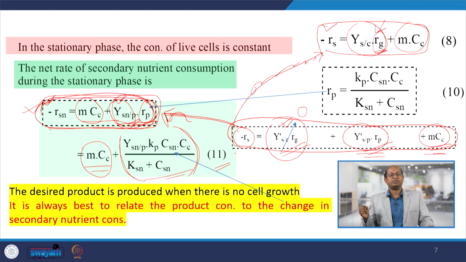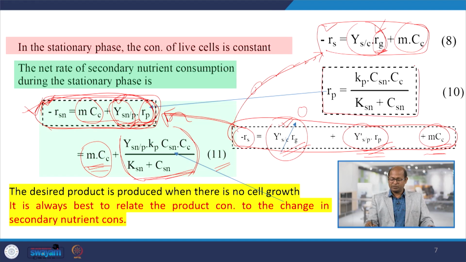So, here this is for the stationary phase. The rate of substrate disappearance at the stationary phase is due to the cell maintenance, and this is due to the product formation. So, if we solve these equations, then we can find out for the stationary phase how much quantity of the substrate is being consumed at that particular stage. Okay. And this is the rate of product formation, the Monod equation that we have discussed.